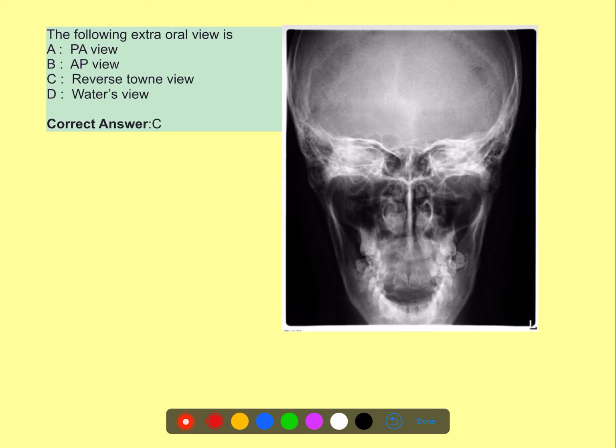In the following extraoral view, you can see the patient's mouth is open and you can see the condyle neck and the condyle clearly. So this can be reverse Towne's view. In Waters view you can see all the air sinuses, whereas in PA and AP view we will ask the patient mostly to close the mouth.